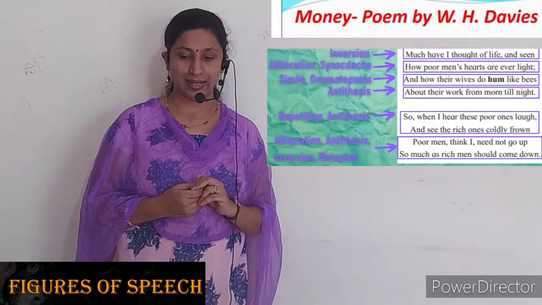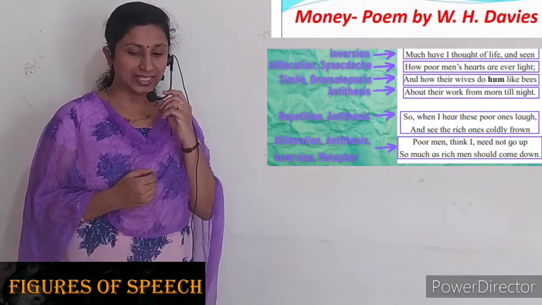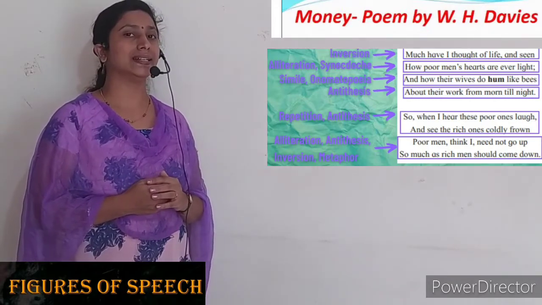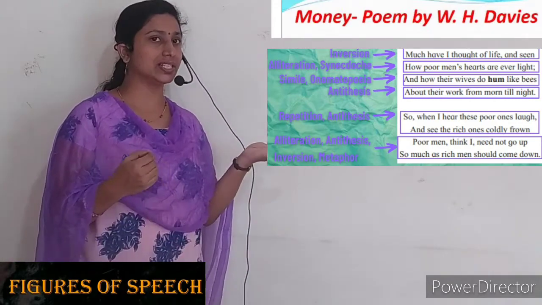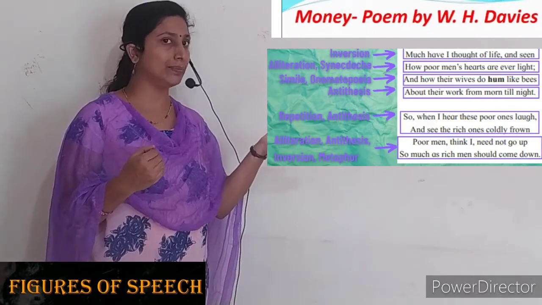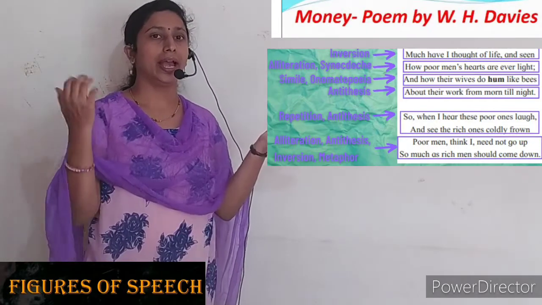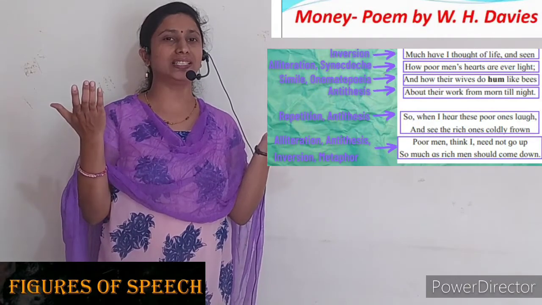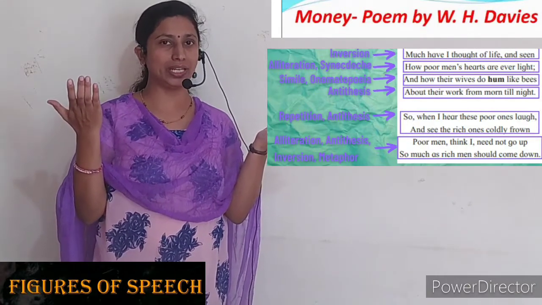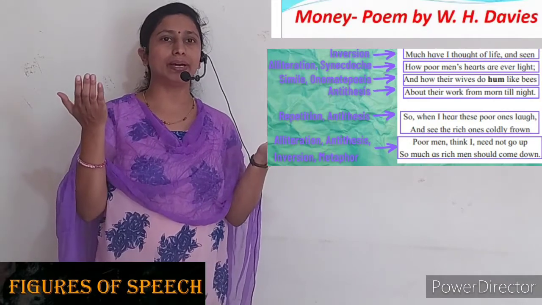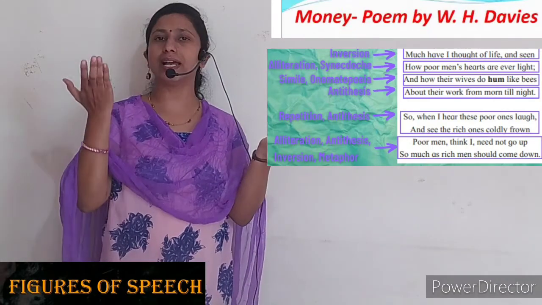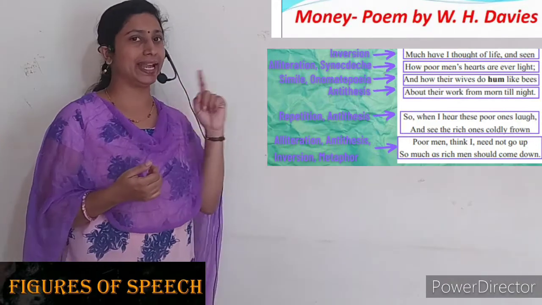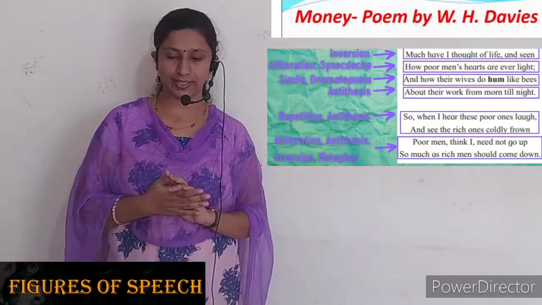Now the next stanza. I felt like a child that holds a trumpet that he must not blow. Now here there is a comparison between a child who is holding a trumpet but not blowing, and the poet who is rich, having all these things but not living, not enjoying. So there is a comparison between a child and the poet's situation. That is the example of simile, and the word like has also been used here.